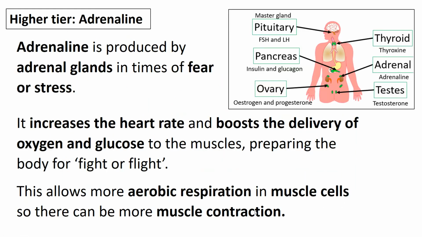So let's just have a look at some of those higher tier hormones that you need to learn about. Adrenaline is produced by the adrenal glands in times of fear or stress. Its role is to increase your heart rate and boost the delivery of oxygen and glucose to the muscles. That prepares the body for flight or fight. This allows more aerobic respiration in muscle cells, so there can be more muscle contraction, and you can run away from something that might be frightening you very effectively, or defend yourself if you need to fight.